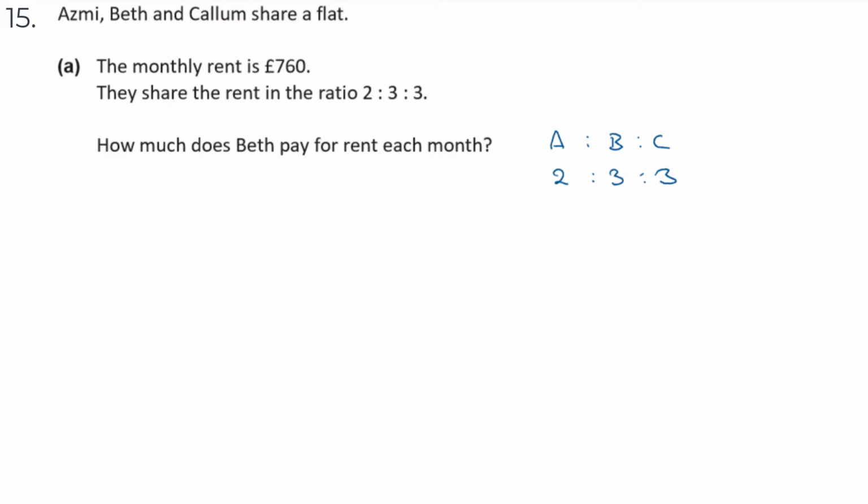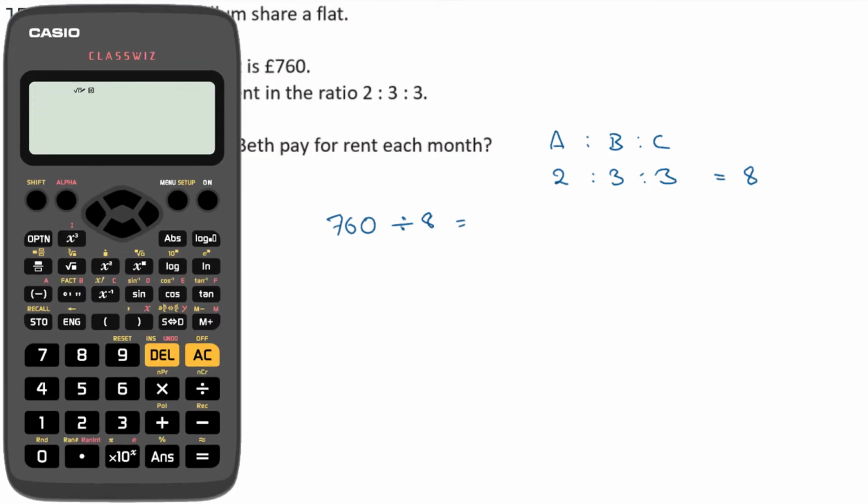Because we want to know what Beth pays. So if you add the parts together, 2 plus 3 plus 3, that means we have a total of 8 parts altogether, haven't we? 2 parts for Asmi, 3 parts for Beth, 3 parts for Callum, 8 altogether. Now dividing the £760 into those 8 parts, so 760 divided by 8, what's that then? 760 divided by 8 comes out to be 95. So that means each share is worth 95.